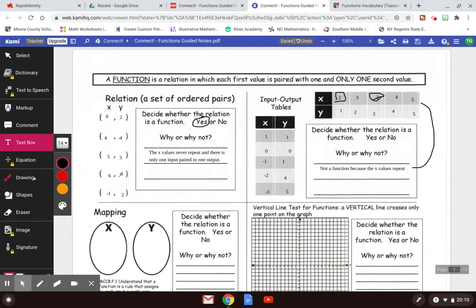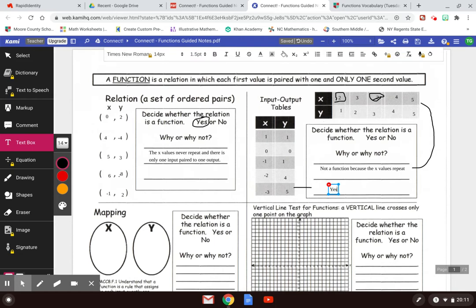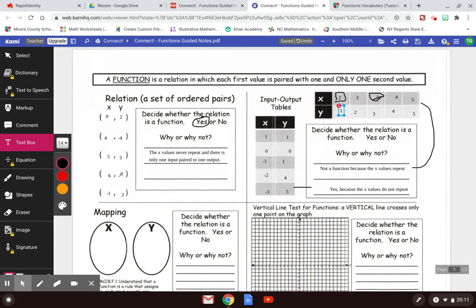So do any of my x values repeat? None of my x values repeat. So I'll just draw a little line from this one, and I'm going to type yes, because the x values do not repeat. All right. So you have an example of one that's not a function because the x values repeat, and then one where it is because the x values do not repeat. Okay?